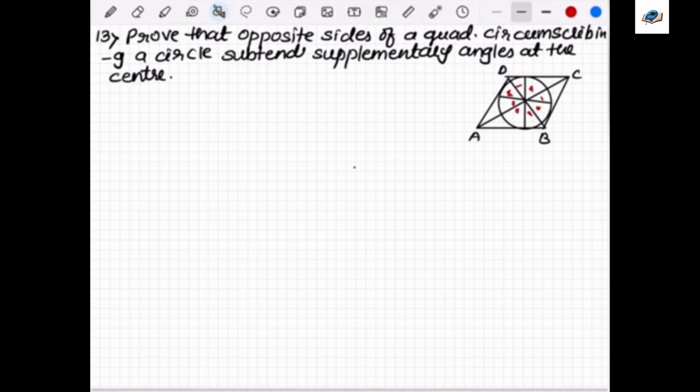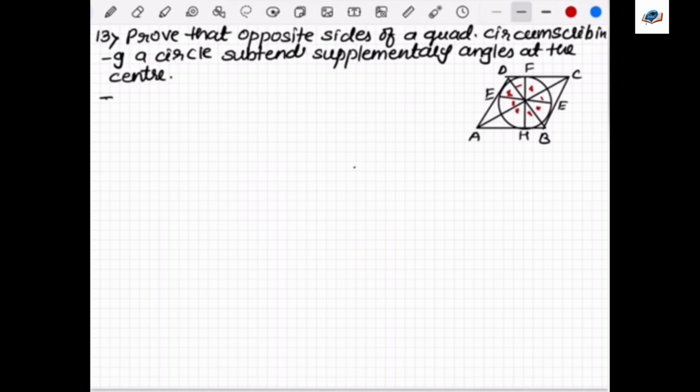So now to prove, I have to prove that angle AOD plus angle BOC equal to 180 degree, or I can even prove this also, angle DOC plus angle AOB equal to 180. So any one out of two I have to prove.